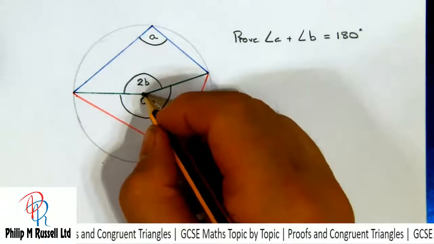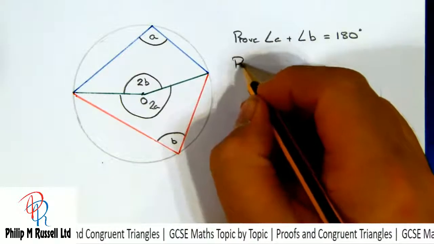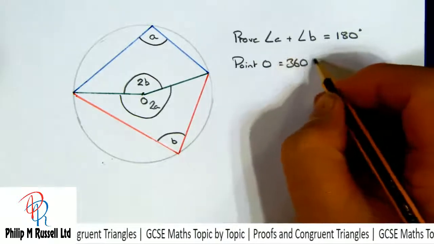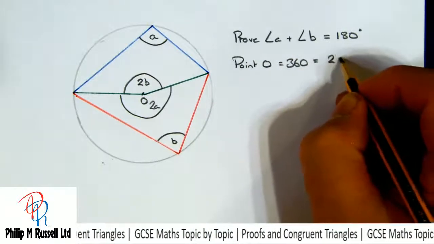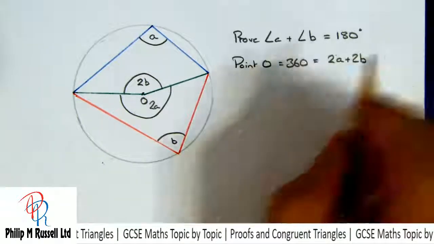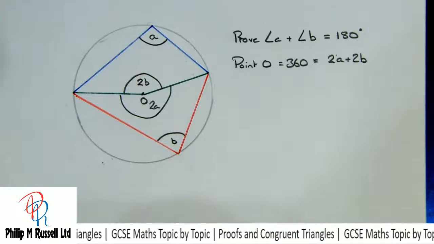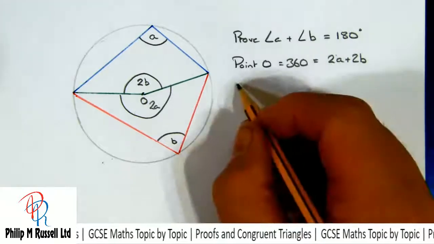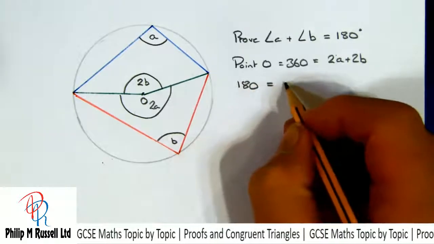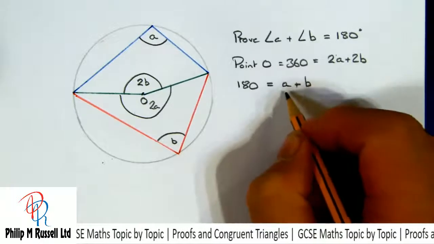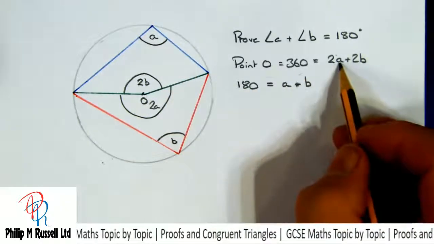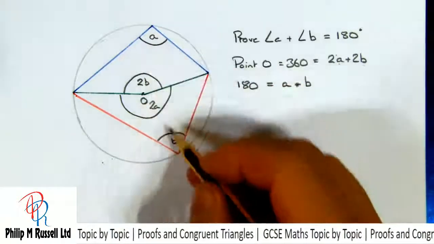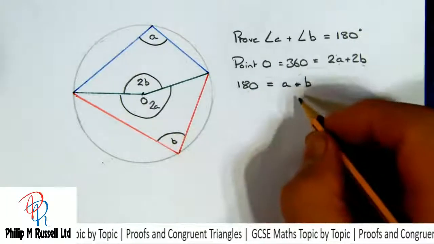So this is an angle at a point. So point O we know is going to be 360, and that's going to equal 2a plus 2b. Well, if that's true, then 180 must equal a plus b, because I've just divided everything by 2. And if that's true, then angle A and angle B add up to 180 degrees.